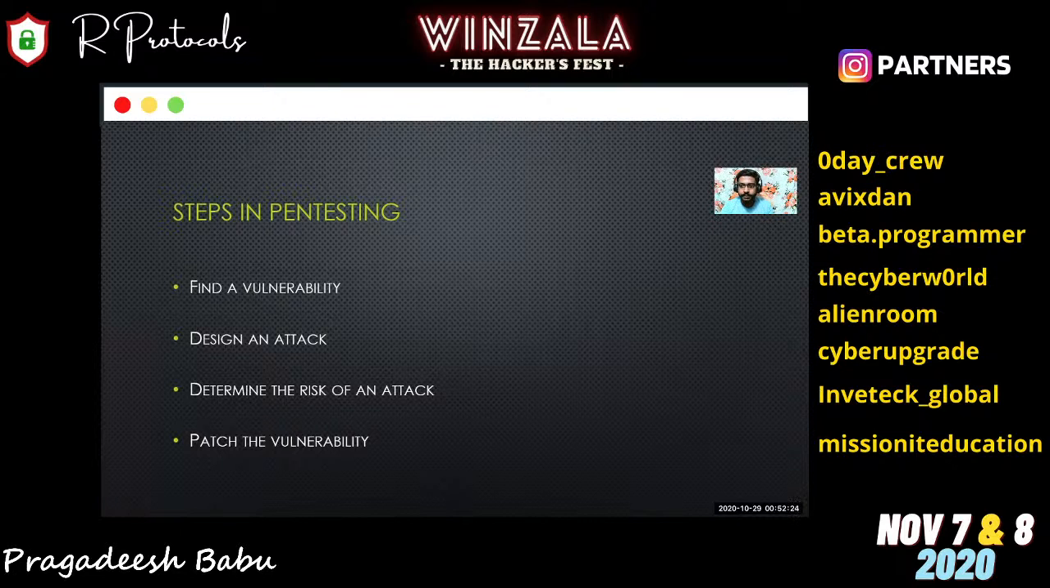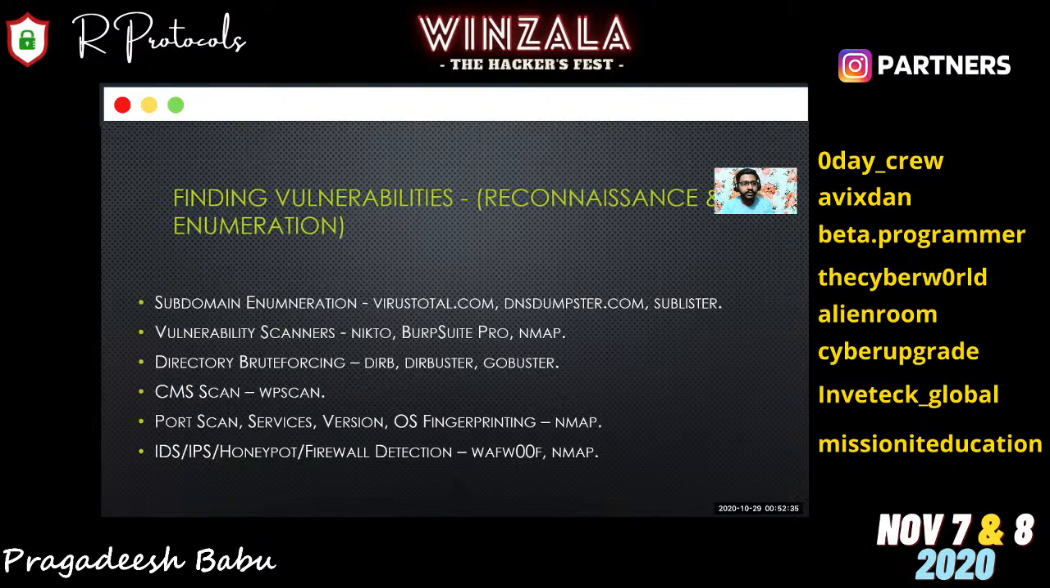And the final stage is patching the vulnerability. Patching the vulnerability is the most important thing, and it is the main purpose of conducting pen testing. So you have to patch the vulnerability itself too. There are many ways of finding vulnerabilities. One of the methods is subdomain enumeration. Consider you are going to conduct pen testing for an organization like Amazon. The first thing we do is try to find all the subdomains. What is a subdomain? For example, Amazon.in.